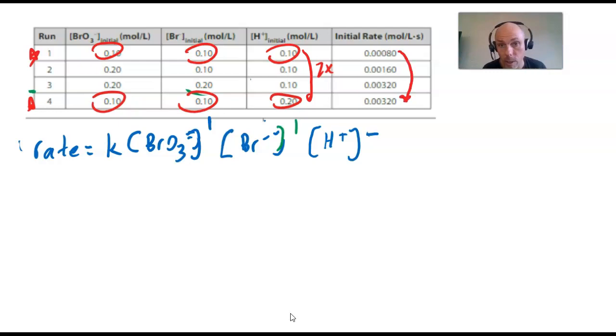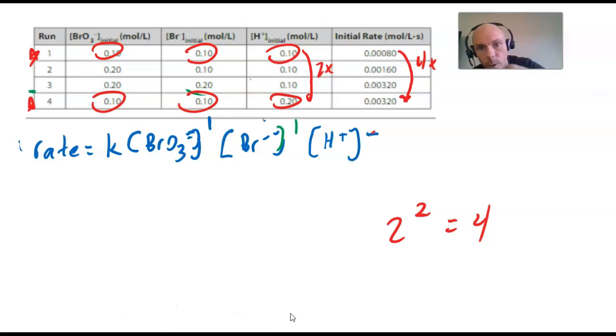0.0008 compared to 0.0032 is a 4-fold increase. 0.0032 divided by 0.0008 is 4x. Here's a case where the change in concentration is not the same as the change in rate. So what we want to say to ourselves is, 2 to what power is 4? Because the concentration is doubling, the rate is quadrupling. 2 to what power equals 4? Well, the answer to that is 2 squared. The order with respect to hydrogen is 2.